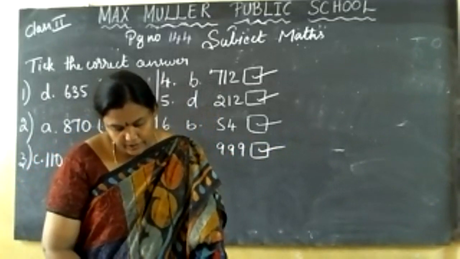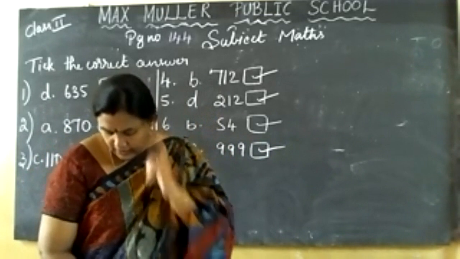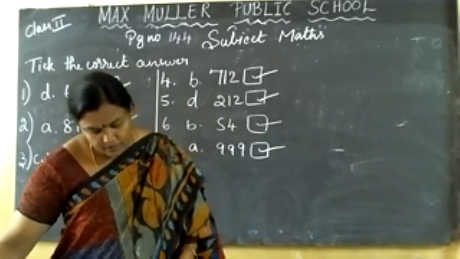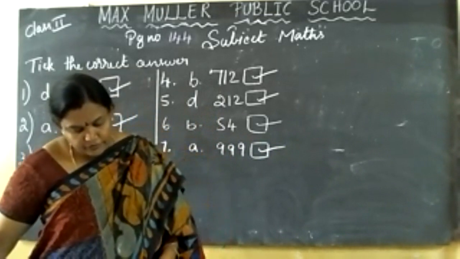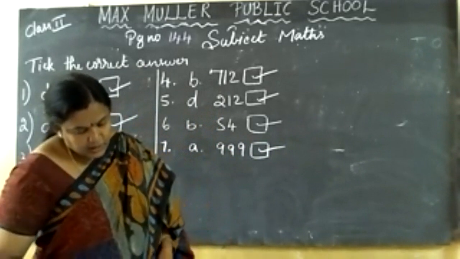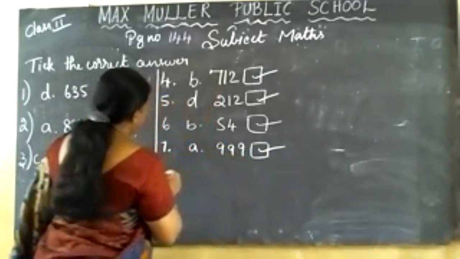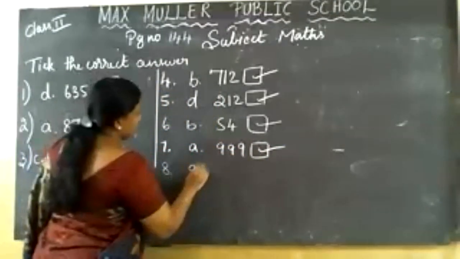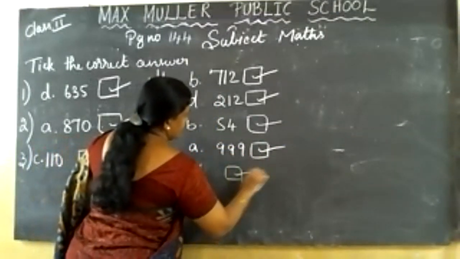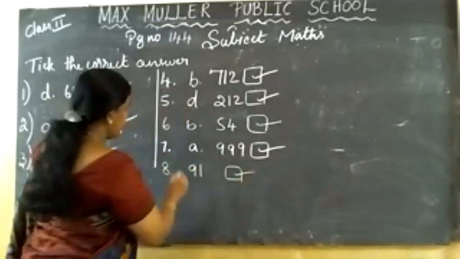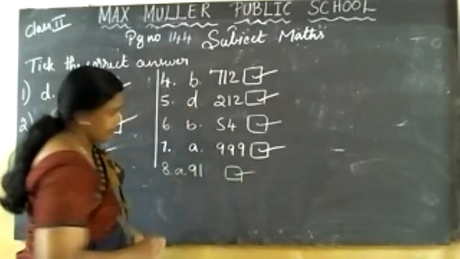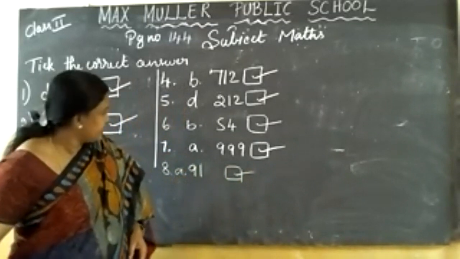Kavita has 55 clips. Mona has 36 clips more than Kavita. How many clips does Mona have? More than 55, so 55 plus 36, how much, children? 91 clips. Eighth one is A.